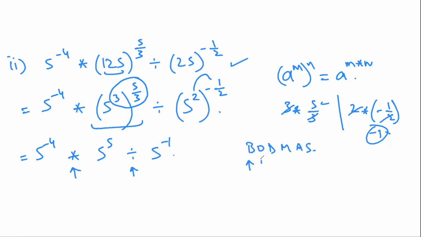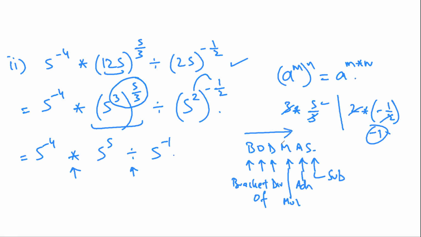This is the bracket, this is off, this is division, this is multiplication, this is addition, this is subtraction. I hope you remember this. This is bracket, this is off, this is division, this is multiplication, this is addition, and this is subtraction. So this is the way in which I'll be solving questions.